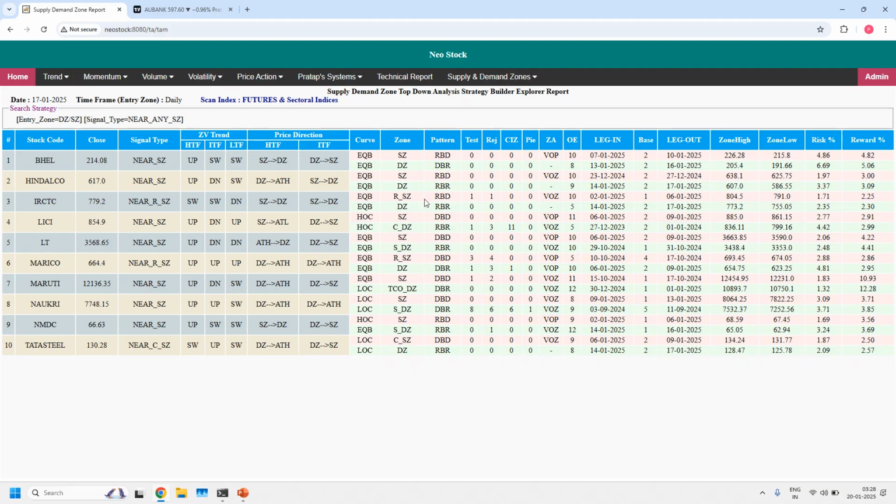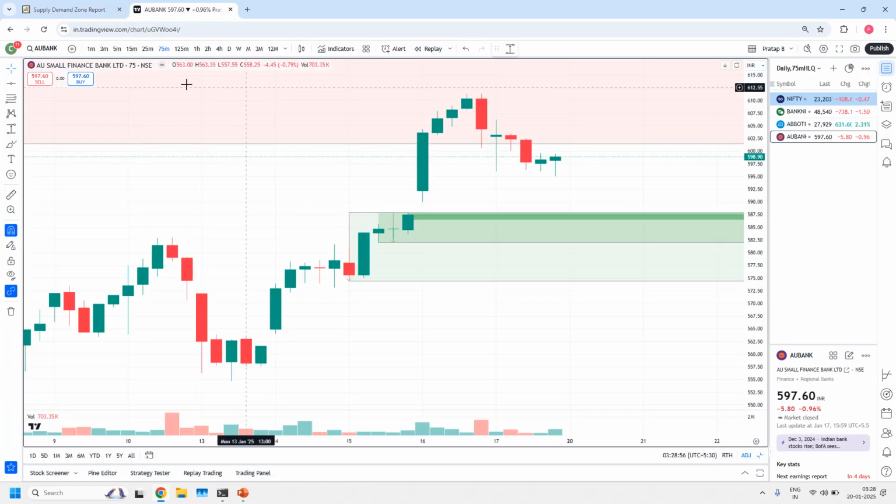See here we have IRCTC, Marico, and Tata Steel. We have 3 high liquidity supply zones, 7 daily supply zones. So let us analyze one by one. Let's start with IRCTC.